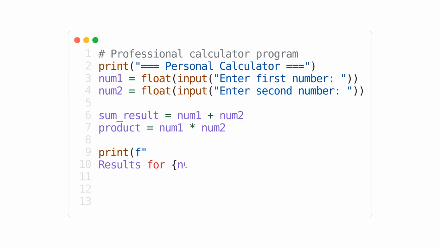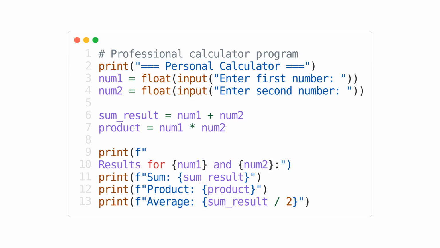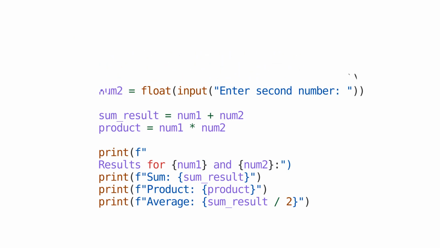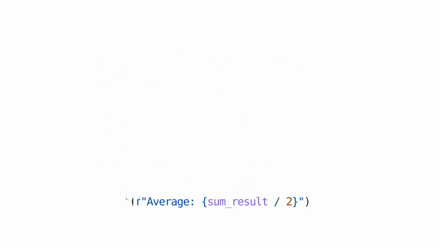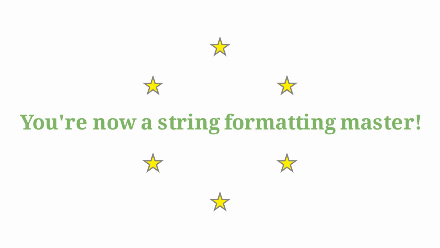Let's build a complete professional calculator using our formatting skills. We get 2 numbers from the user, calculate results, then display everything beautifully with F-strings. Notice how clean and readable the output formatting is. This is what professional programs look like. Absolutely brilliant. You've mastered the art of beautiful output formatting.